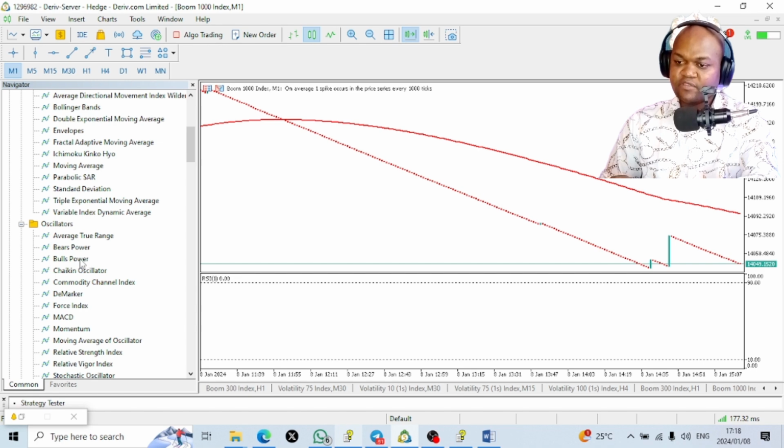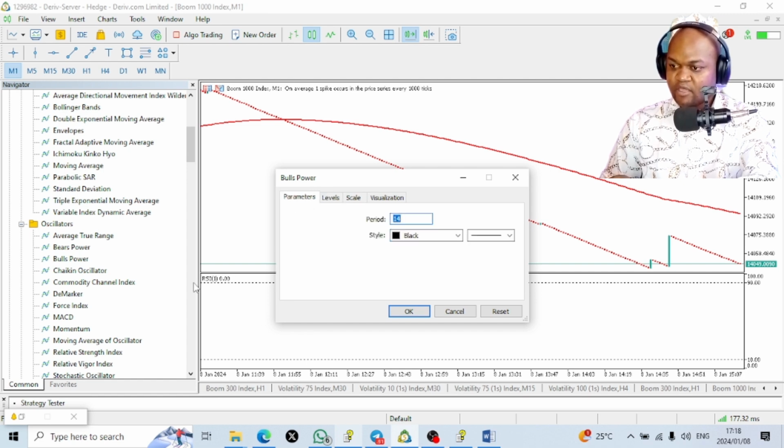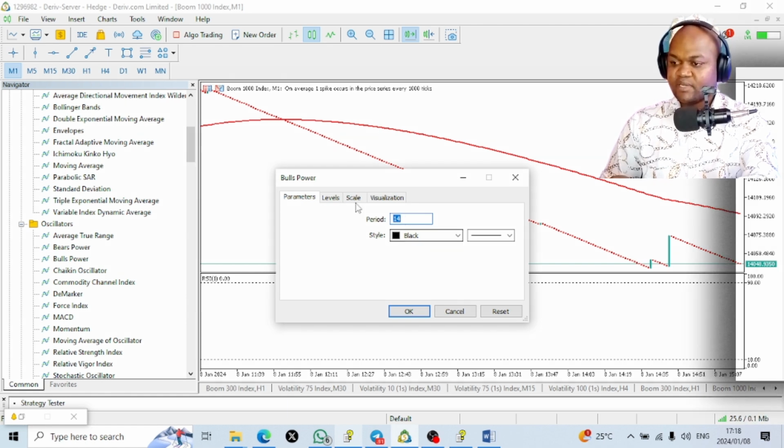Then we're going to make use of the boost power. We'll click and drop this boost power on the RSI. We have to drop it on the RSI because we want to use it on the RSI. Then we have the parameters. We have the 14 period, and the style is black.